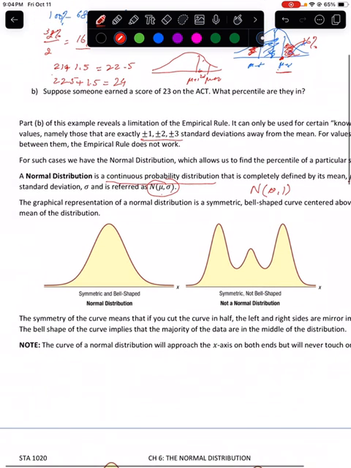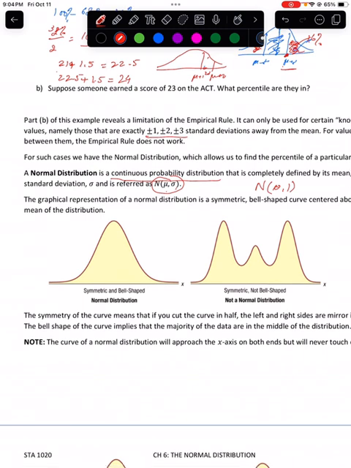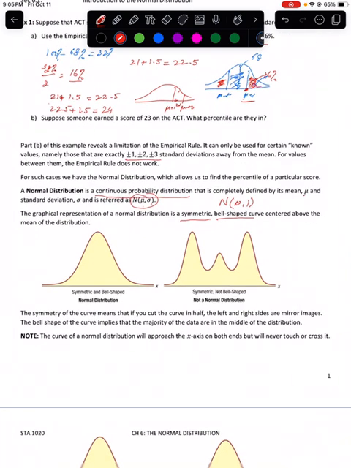Now the graphical representation of a normal distribution is a symmetric bell-shaped curve. Again, a question: what is the shape of a normal distribution? This is what the answer would be: the normal distribution is a symmetric bell-shaped curve centered above the mean of the distribution. Each of these words is important. So here is a picture. This one is a normal distribution because it's a bell-shaped curve and it is symmetric.